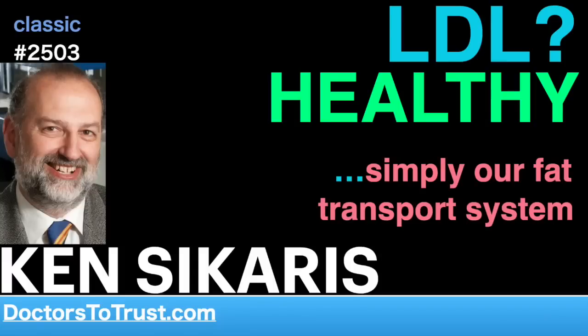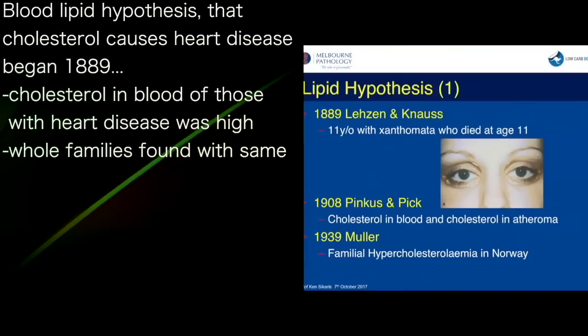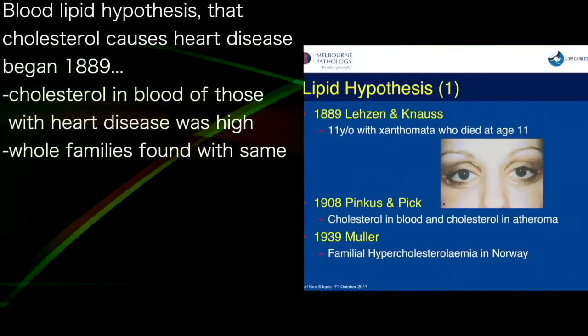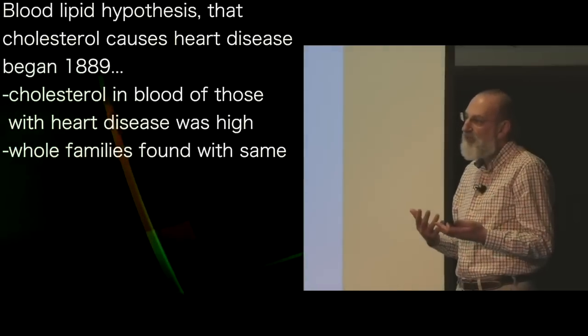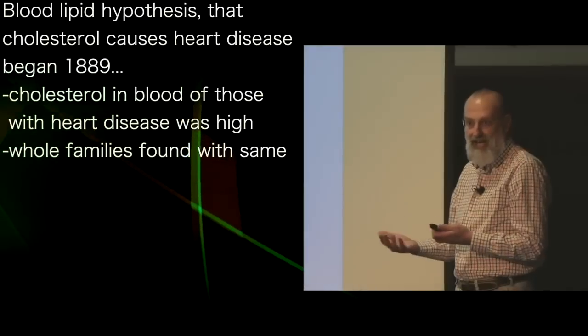Now, the lipid hypothesis, i.e. that cholesterol causes heart disease, started off many, many years ago with the observation that people with cholesterol plaques or atheroma around their eyes or in their limbs also had cholesterol accumulation in their blood vessels and got heart attacks. So it's not unfair that people thought cholesterol causes heart disease.